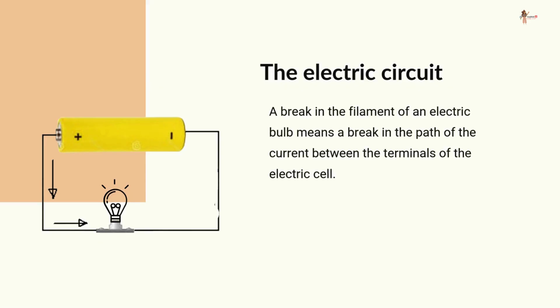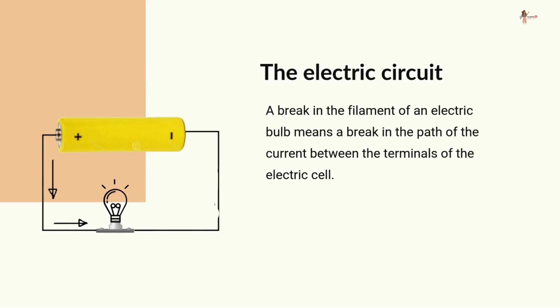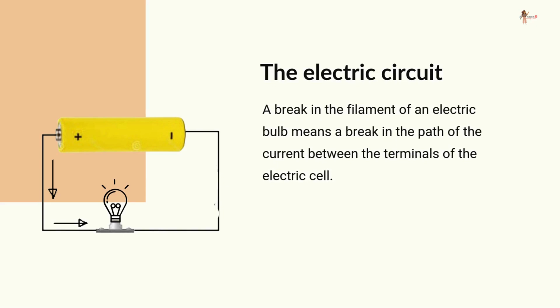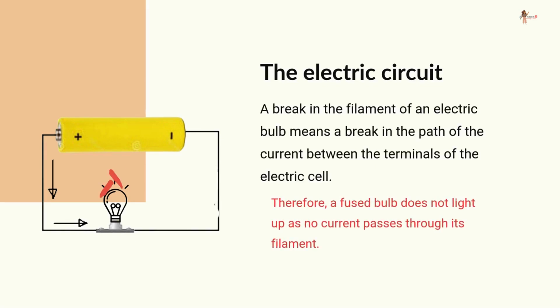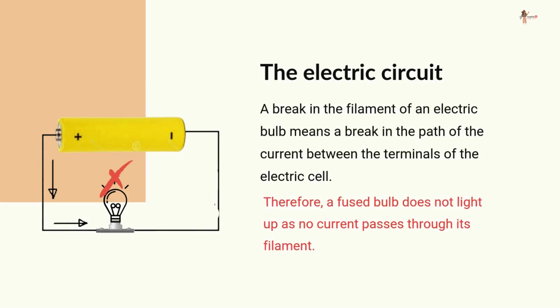A break in the filament of an electric bulb means a break in the path of the current between the terminals of the electric cell, right? Therefore, a fused bulb does not light up as no current passes through its filament.